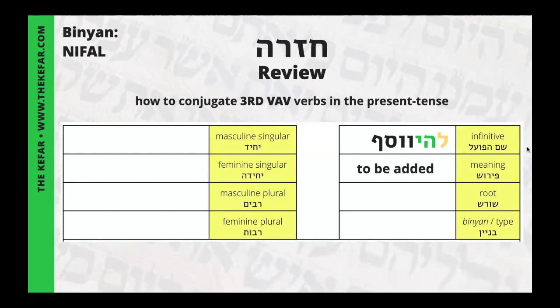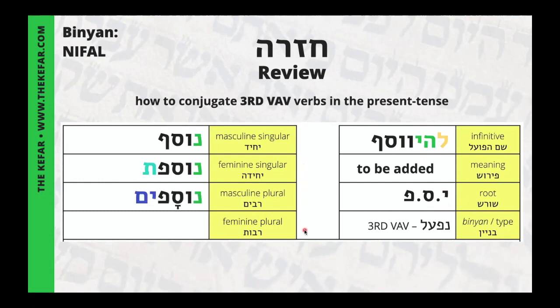So the first exercise verb was lehivasef, which is to be added. And here we have the vav in our third syllable, le-hi-va-sef. To find the shoresh, we get rid of those first three letters, the lamed, the hey, and the yod. And then we're also going to change the vav into a yod. And there we get our root. But remember that the yod doesn't actually appear in the conjugations. So for masculine singular, we have nosaf, feminine singular, nosefet, masculine plural, nosafim, and feminine plural, nosafot. So nosaf, nosefet, nosafim, nosafot.